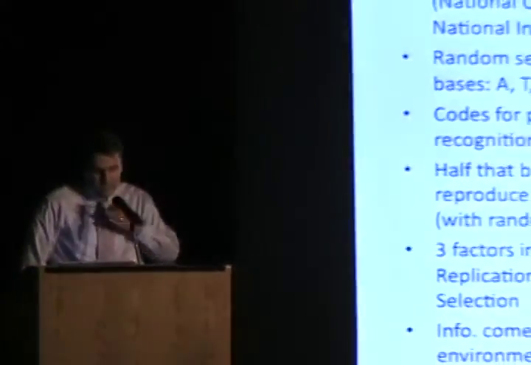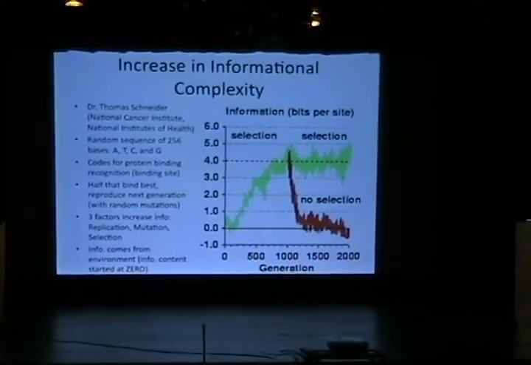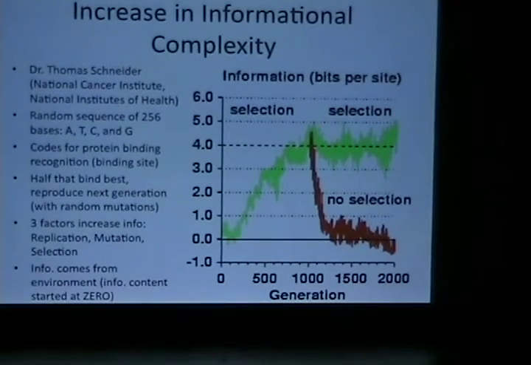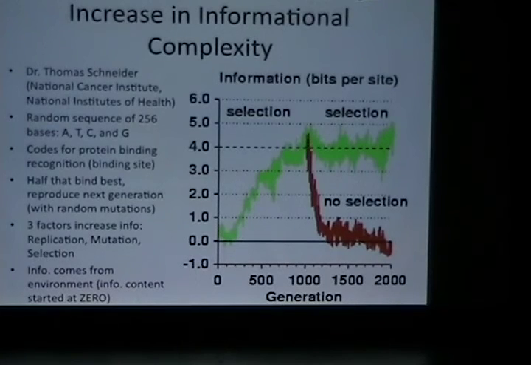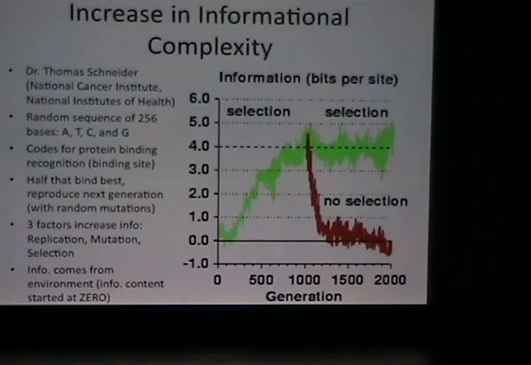Is there any argument in evolution to explain how information could be carried on without an intelligent designer? Excuse me, I'm losing my voice here. Dr. Thomas Schneider of the National Institutes of Health created a computer program called EV. What EV was programmed to do was generate a random sequence of 256 bases, A, T, C, and G, completely random sequences of these letters. These letters code for protein recognition, a binding site. He set up the program so that the half that bound the best to this designated site would reproduce in the next generation, again with random mutations. Three factors actually increase the information: replication, mutation, and selection, natural selection.